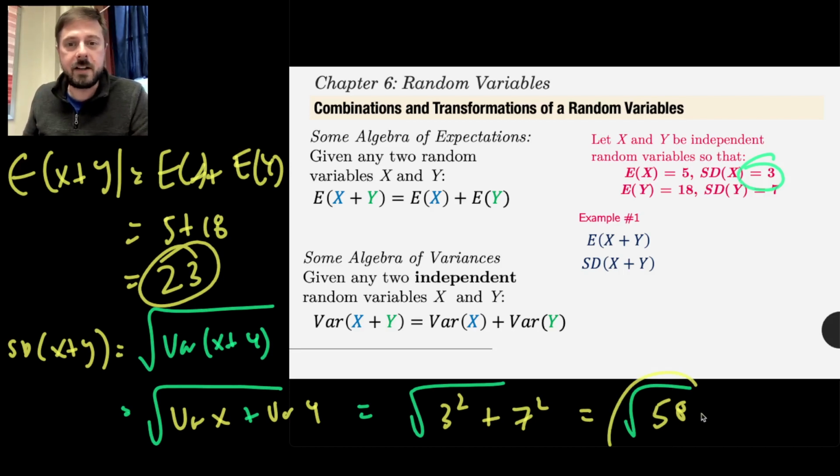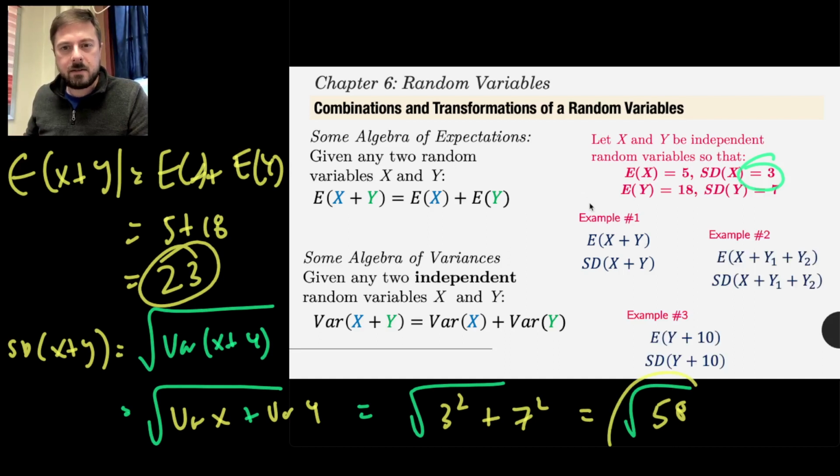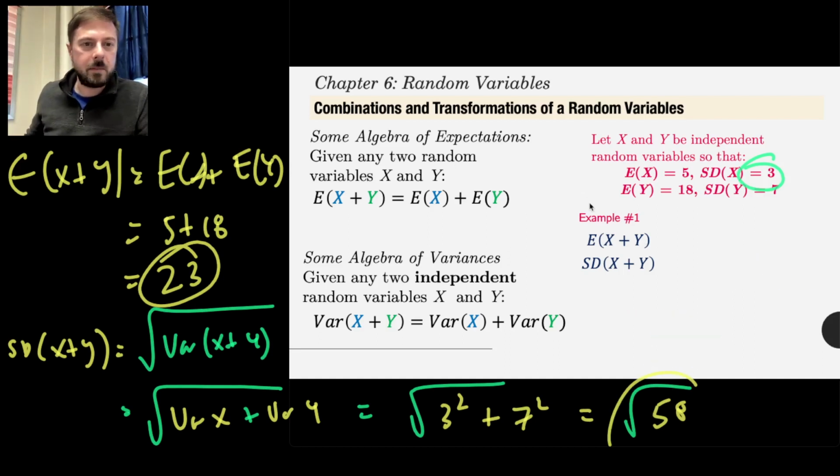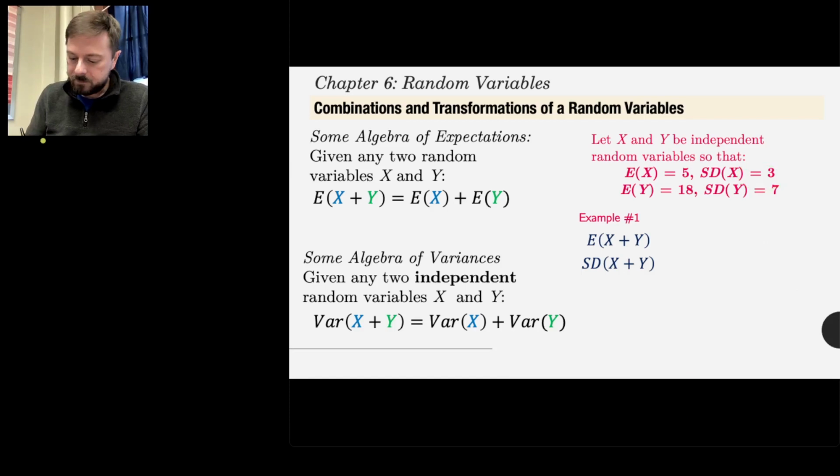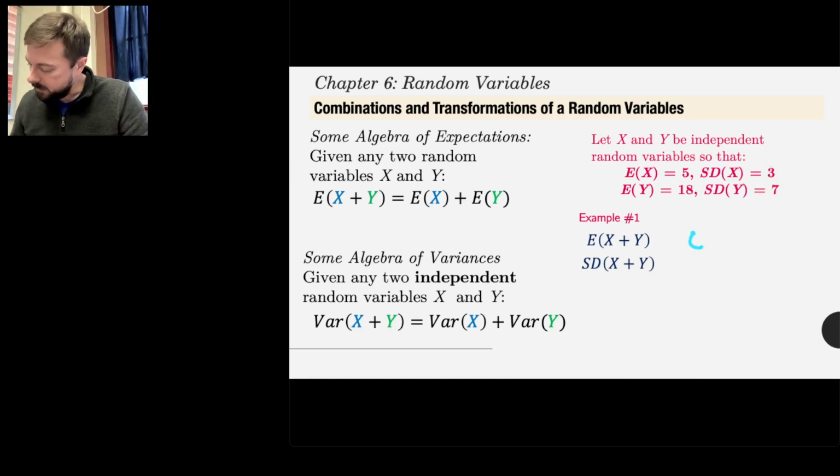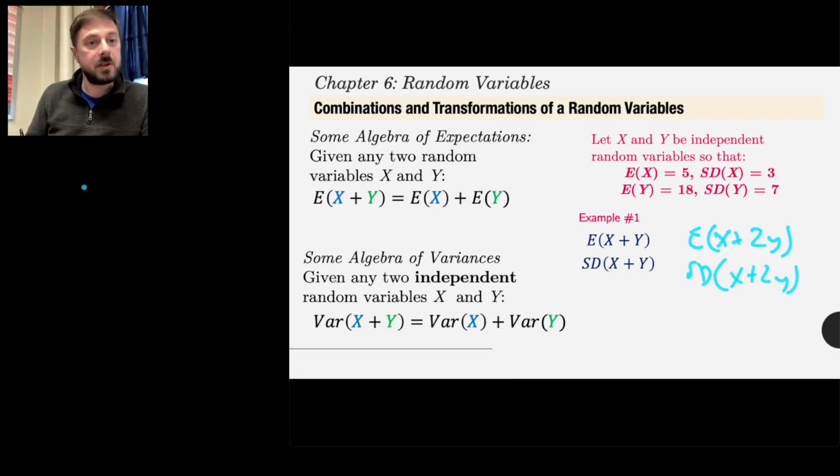Is that good? All right, let's do another problem. Actually, you know what? I don't want to do that problem. Let's kick it up a notch here. Let's find the expected value of x plus 2y and the standard deviation of x plus 2y. All right, that's similar to what we just did.